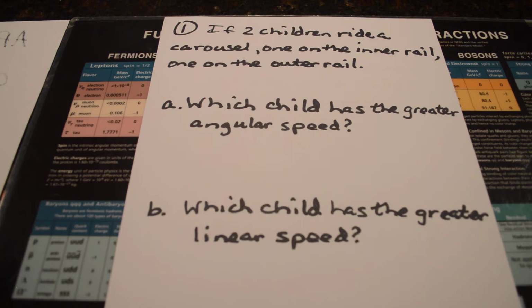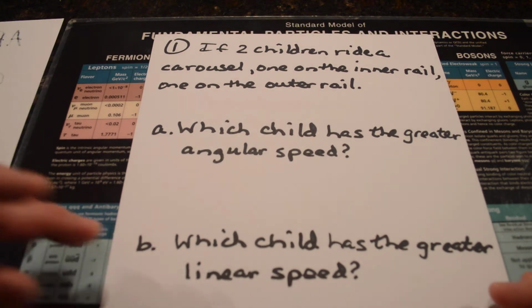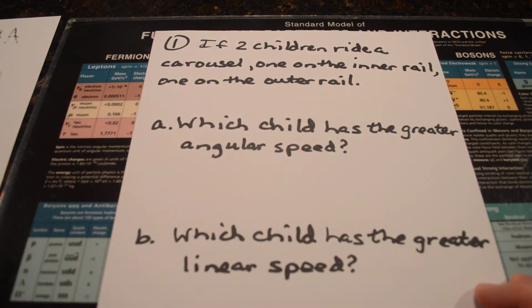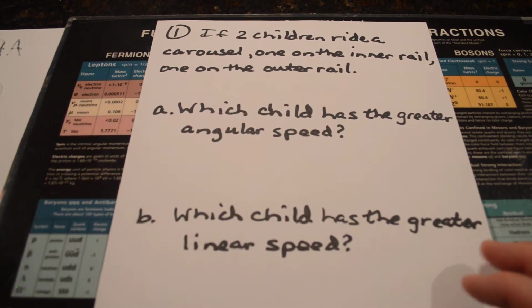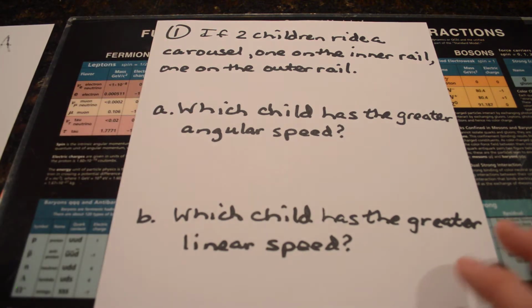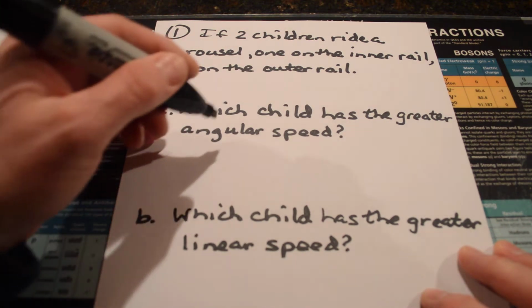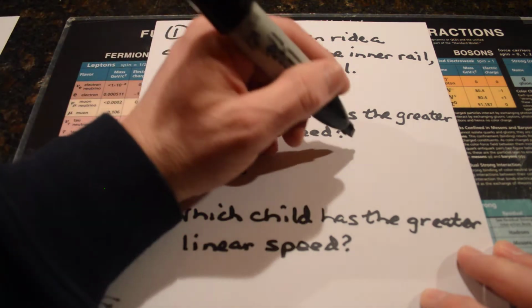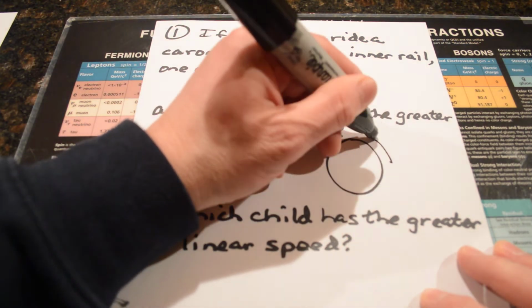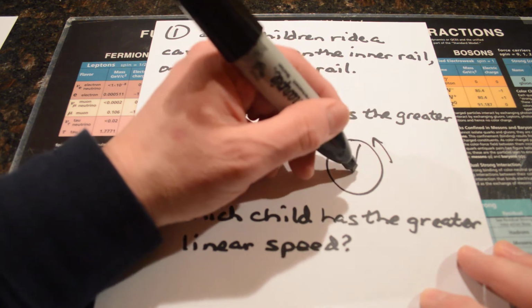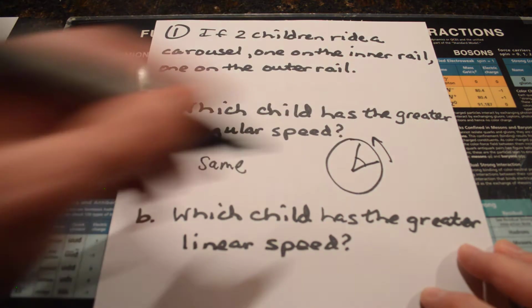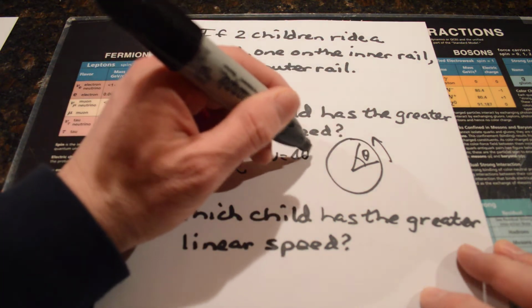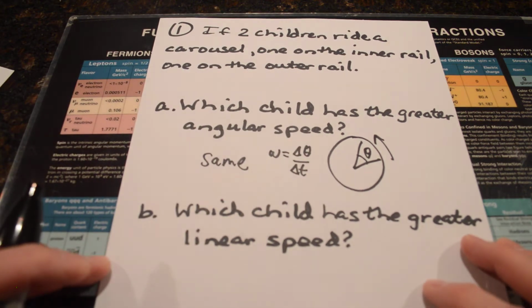So, the first question is, if two children ride a carousel, one on the inner rail, one on the outer rail. So that's the scenario. Which child has the greater angular speed? I think you would see that has to be the same. It wouldn't matter which part of the circle you were on. As that thing rotated, you're going to have the same sweep through the same angle. Therefore, if angular speed is the angle over the time, it's got to be the same for both.